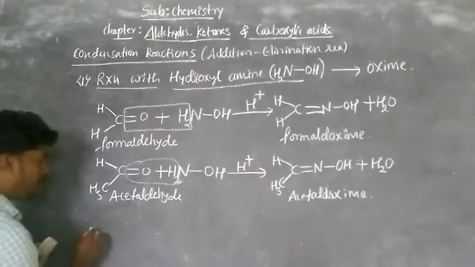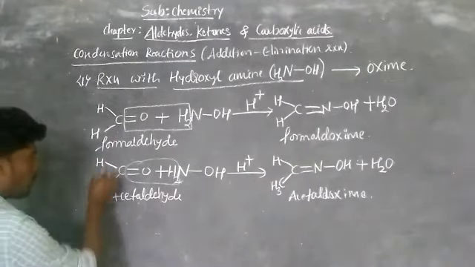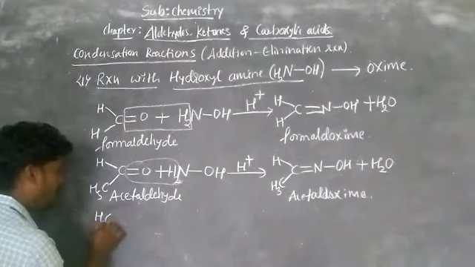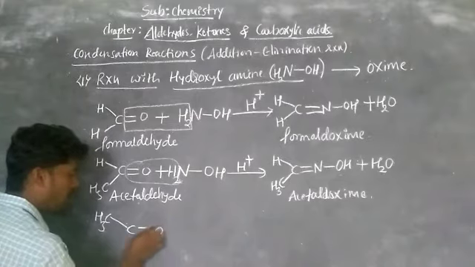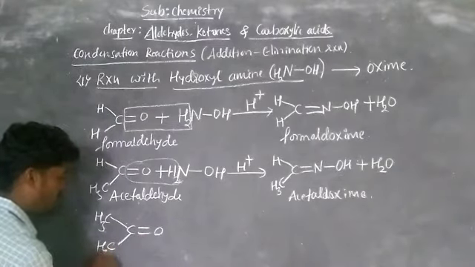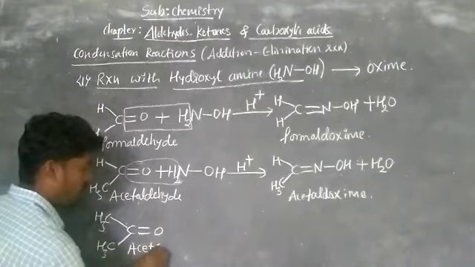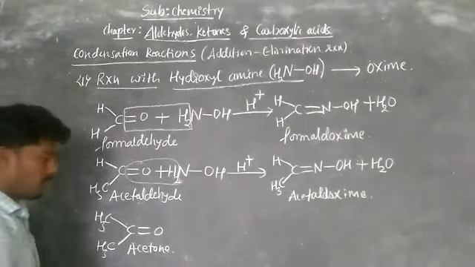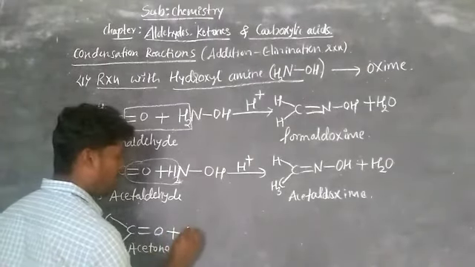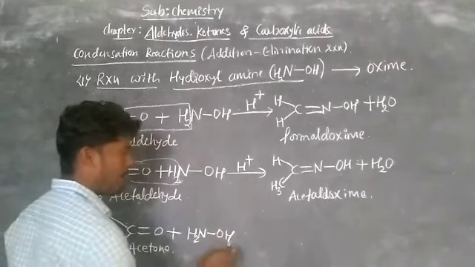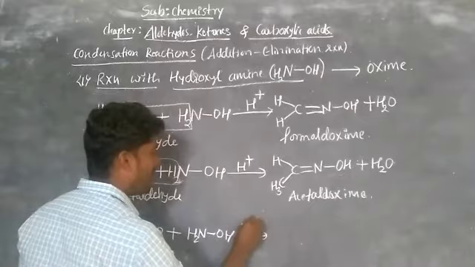Now take an example for ketones. Ketones means both the hands we are taking alkyl groups. Take a simple ketone, that is acetone, C double bond O CH3. What is its name? Acetone. This acetone reacts with NH2 bond OH, that is hydroxylamine, in presence of acid.